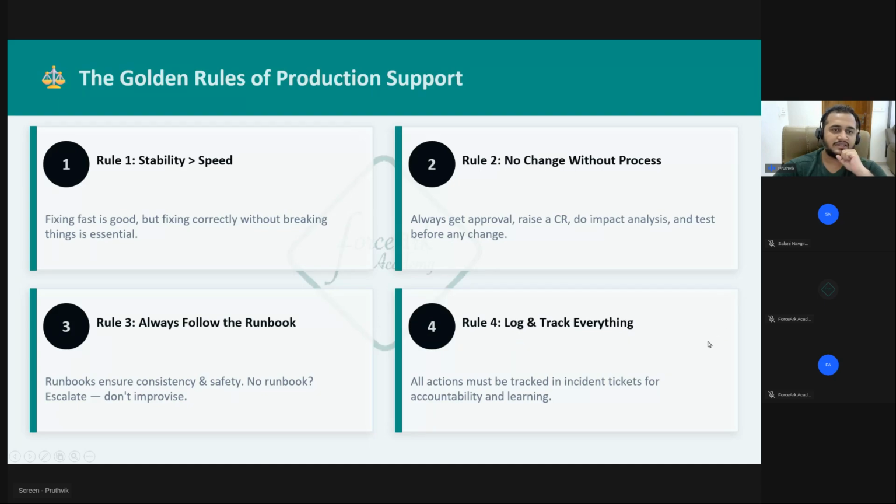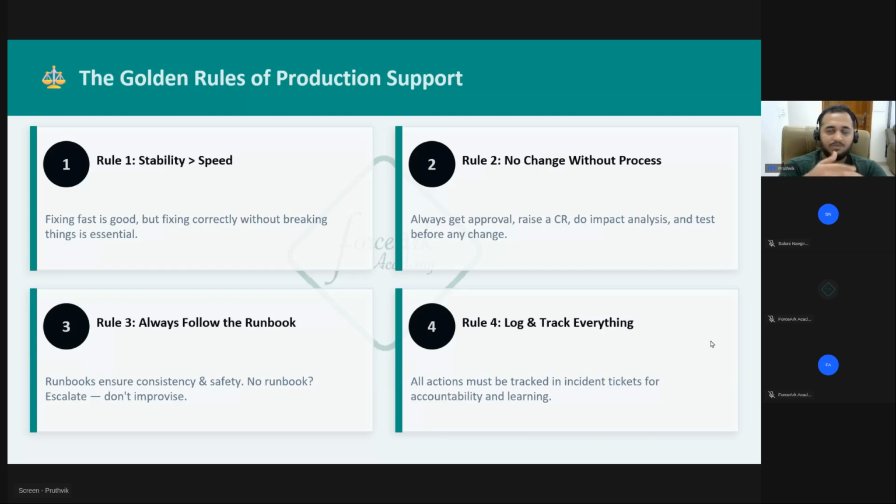Coming on to the next slide. The first thing I've put down here is that in production, obviously speed matters, but stability matters more. A rushed fix that creates an outage is worse than a slightly delayed but safe fix. That is something you need to understand.